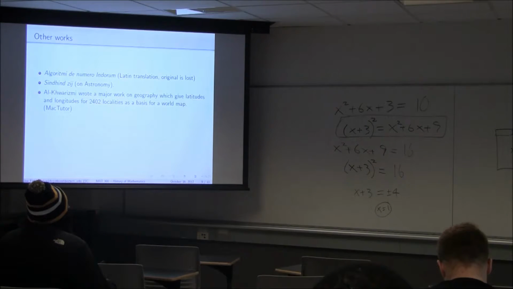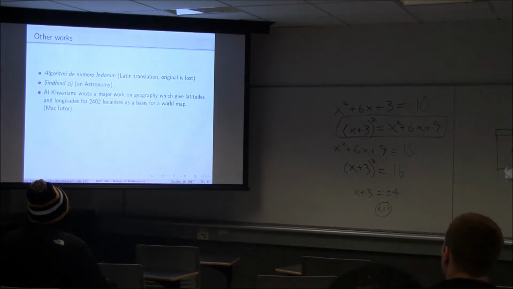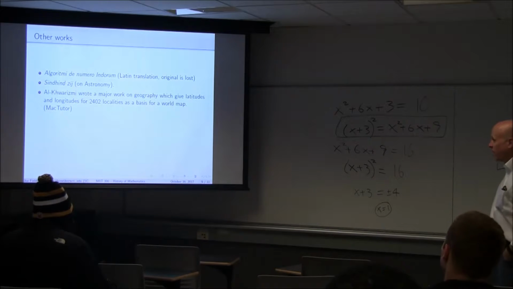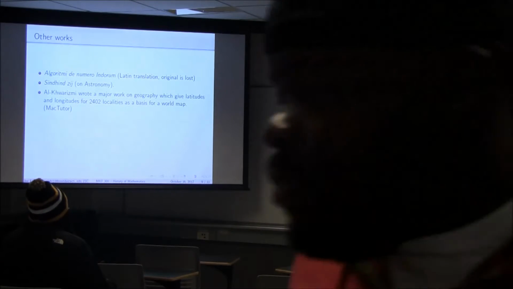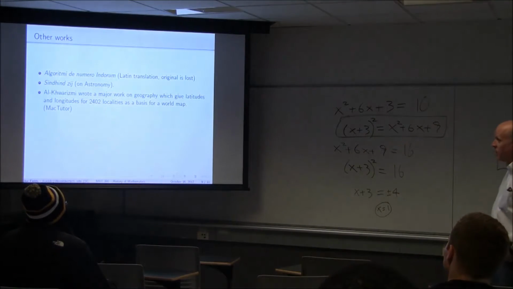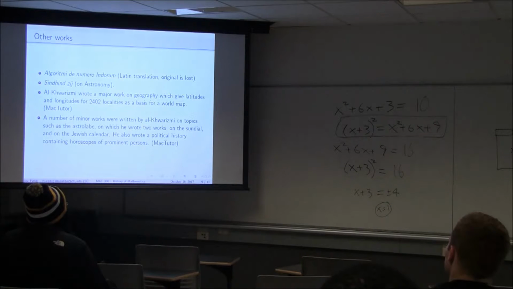He also wrote geography. This is a quote from the MacTutor archive, by the way. Gave latitudes and longitudes for precise determination of locations for 2,400 places. So that was able to construct a world map. And then there's a bunch of lesser works.